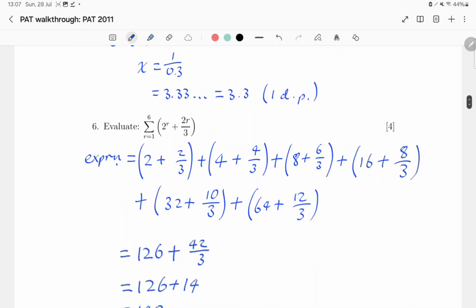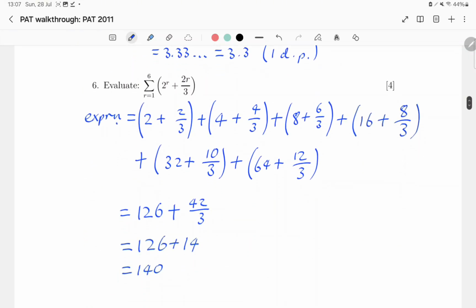Finally, for the last question of this video, we have question 6. Evaluate the sum from 1 to 6 of 2 to the r plus 2r over 3. Now, I've chosen to do this by brute force because this is a fairly small sum. So, writing out all the terms and summing them up, we simply have that the expression is equal to 140.